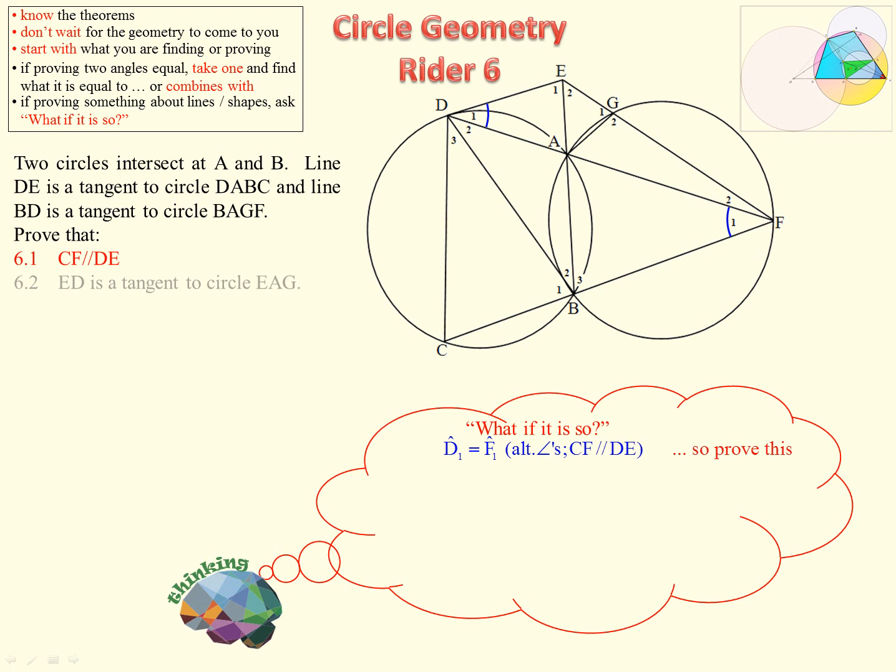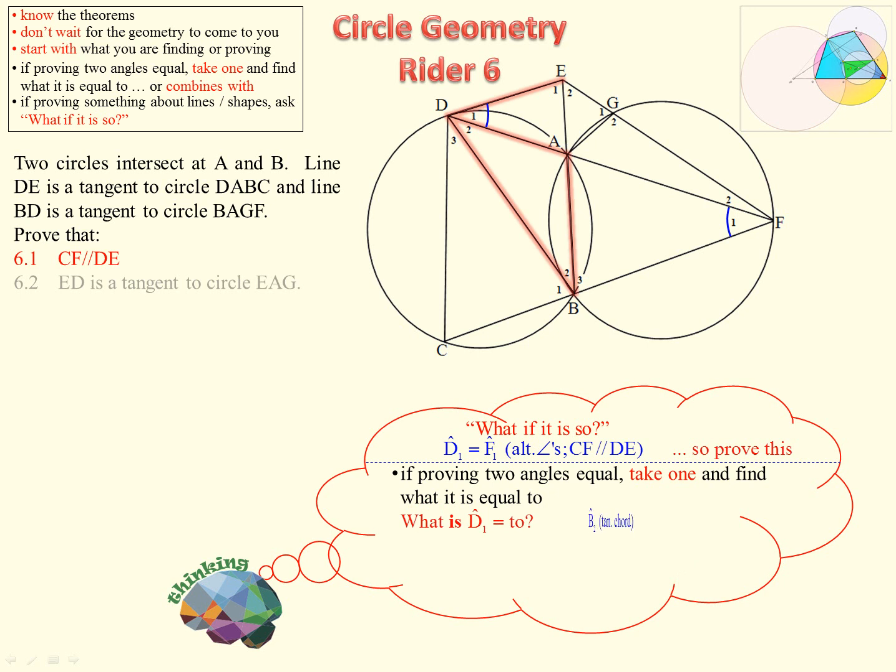So we're going to prove that D1 equals F1 in order to get the lines parallel. So go to the angles and take one of them. What is D1 equal to? There's your big hint in pink. You're in the pink there. D1 is equal to B2. Tan chord. There we are.